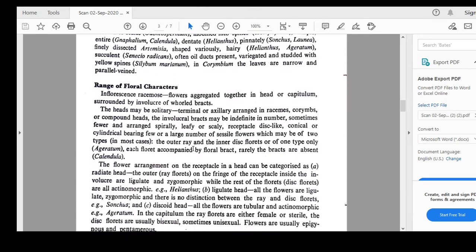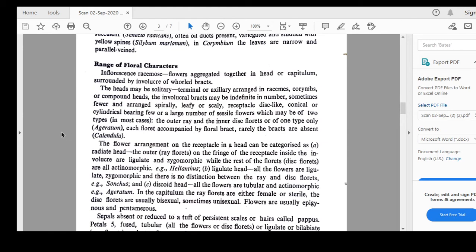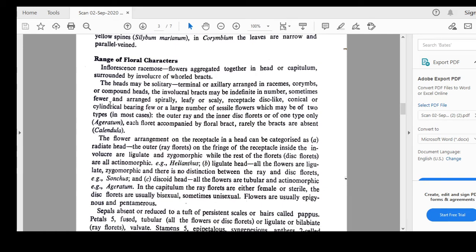Now, the range of floral characters. Inflorescence racemose. Flowers aggregated together in a head or capitulum surrounded by an involucre of whorled bracts. The heads may be solitary, terminal or axillary, arranged in racemes, corymbs, or compound heads. The involucral bracts may be indefinite in number, sometimes fewer and arranged spirally, leafy or scaly.